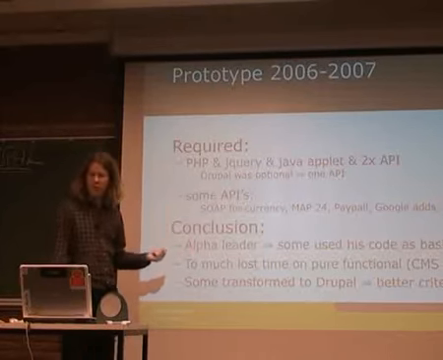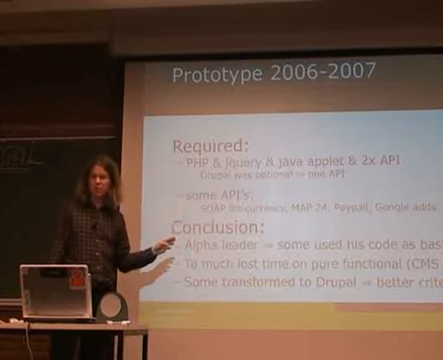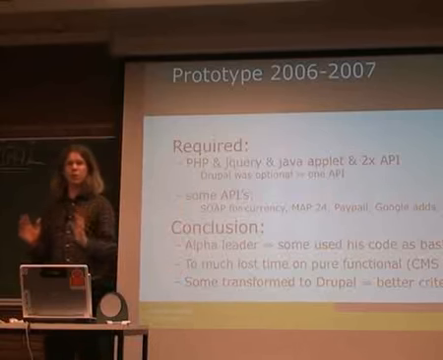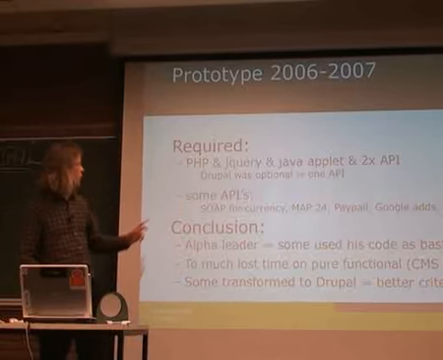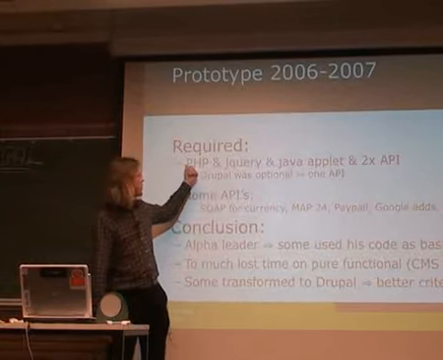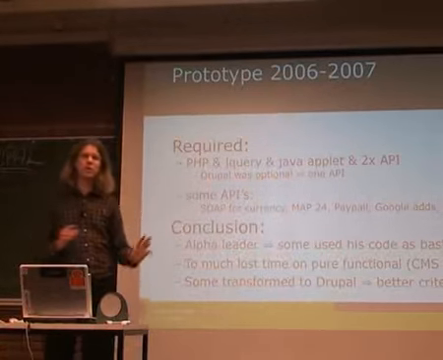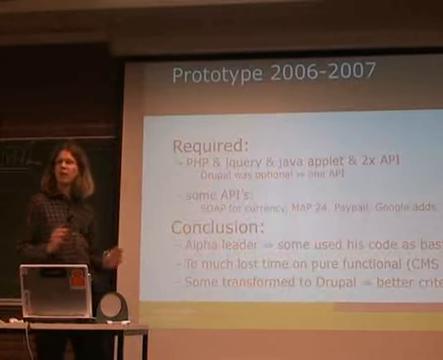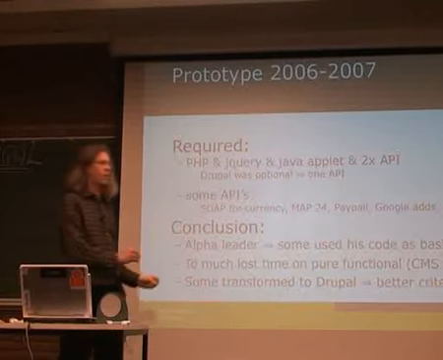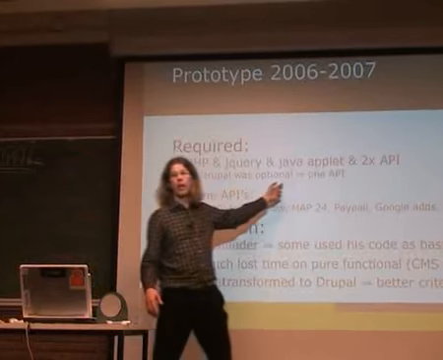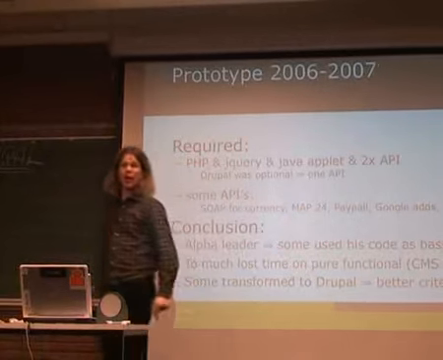That gets to the first prototype. The first prototype was in 2006, 2007. I didn't put the focus on Drupal, but I just asked them for PHP, jQuery, Java applet, and two other APIs. That was the criteria. That was what they had to integrate to make sure that they don't get fixed on one language. And so I showed them Drupal, and I said, okay, this is an API you can integrate. I think it's a nice one.